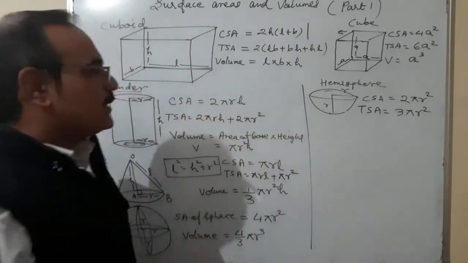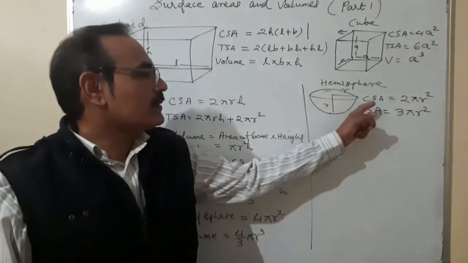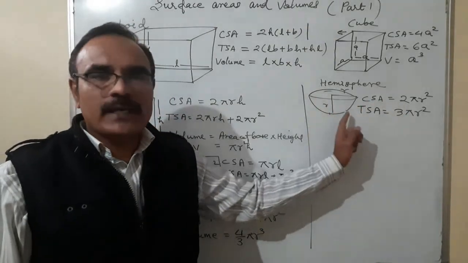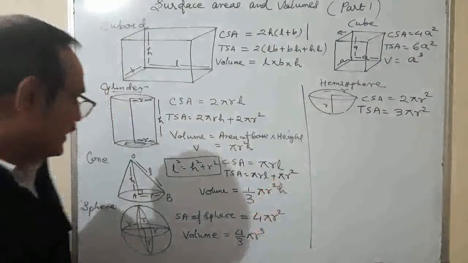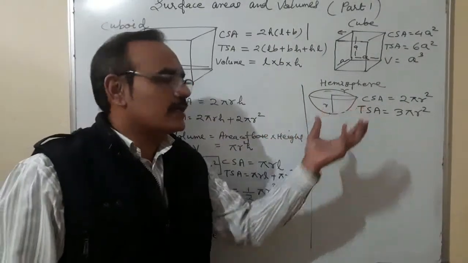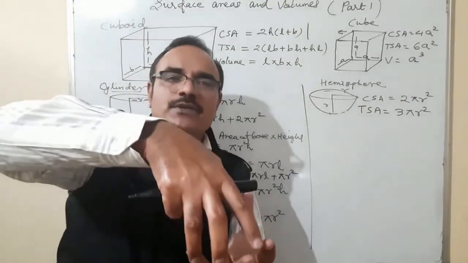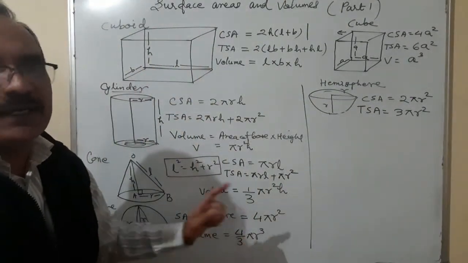So you will remember in sequence: area of circle is pi r square, CSA of hemisphere is 2 pi r square, TSA of hemisphere is 3 pi r square, and surface area of sphere is 4 pi r square. Because it is 2 pi r square plus 2 pi r square, it becomes 4 pi r square. So surface area of sphere is equal to 4 pi r square.